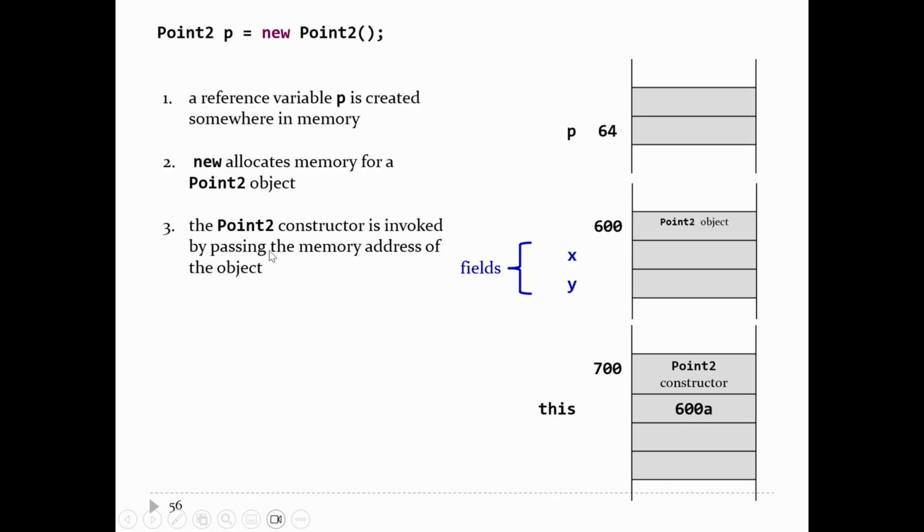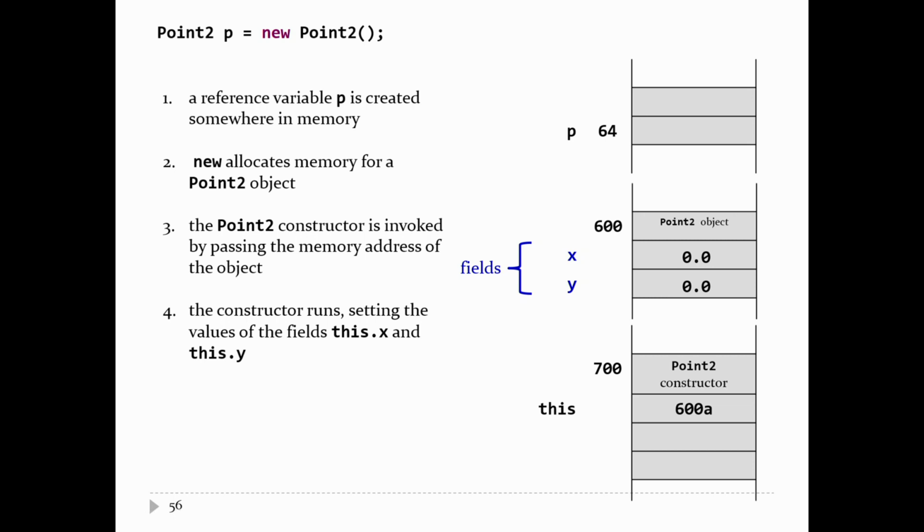What does the constructor do? It says this dot x equals 0. What does this dot x mean? It means this, so object at address 600 dot x, so the field x gets the value 0. This dot y gets the value 0. So this object at address 600, its y field gets the value 0. Constructor finishes running. New finishes running, returns the address of the object back to the caller. So the reference p gets set to the value 600A. So in other words, the variable p refers to the object at address 600. That object was just initialized by the constructor that ran here.